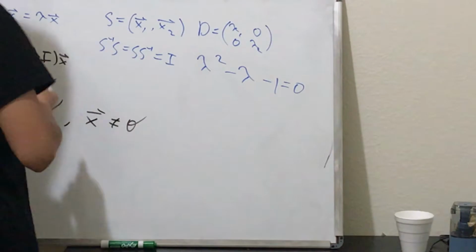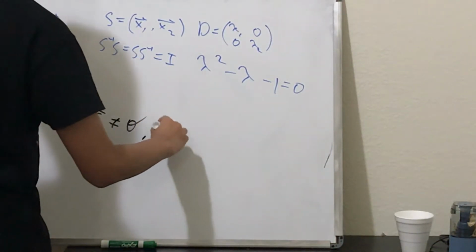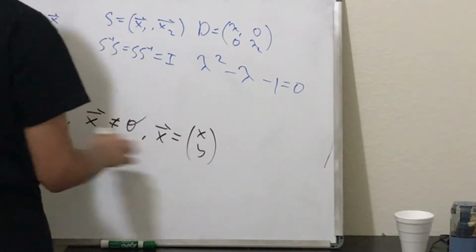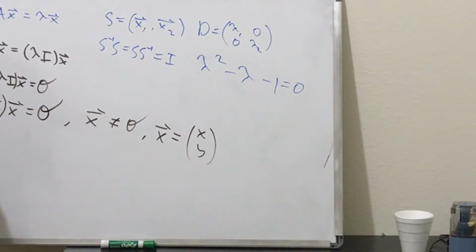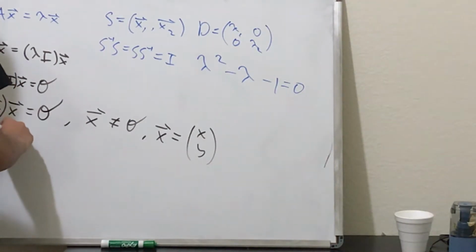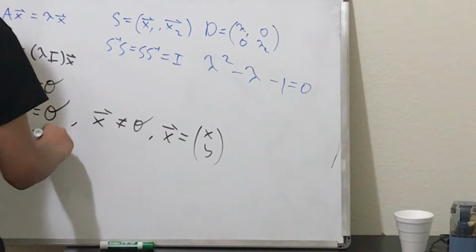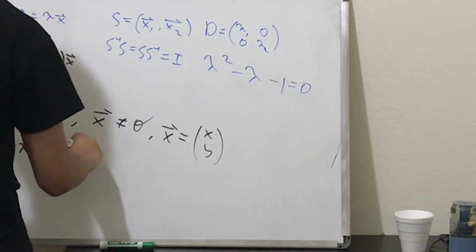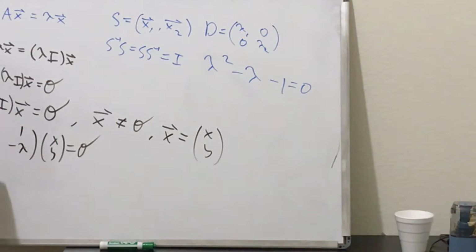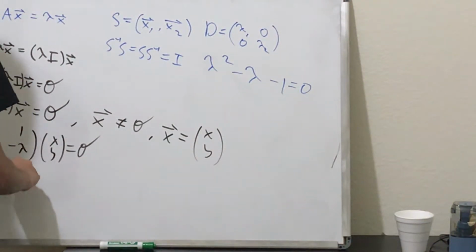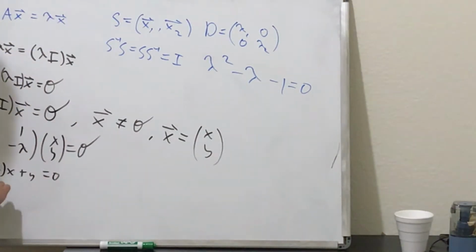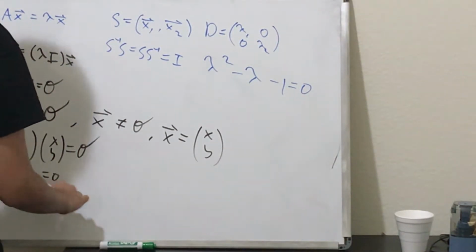We're going to have x be x, y, and create a system of equations that describes this. Let's expand this out. This matrix is 1 minus lambda, 1, 1, negative lambda, applied to x, y, and this is going to be the 0 vector. So this has 1 minus lambda x plus y equals 0, and then x minus lambda y equals 0.